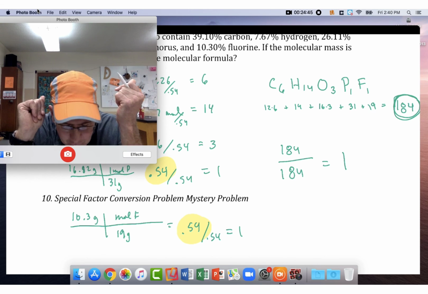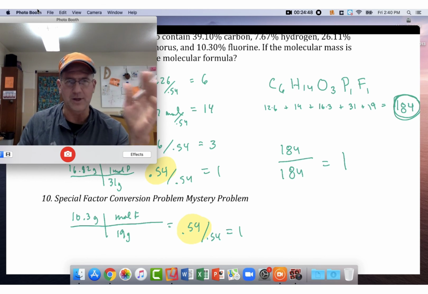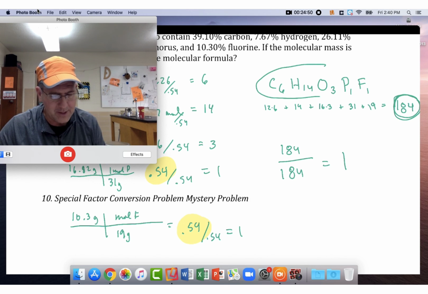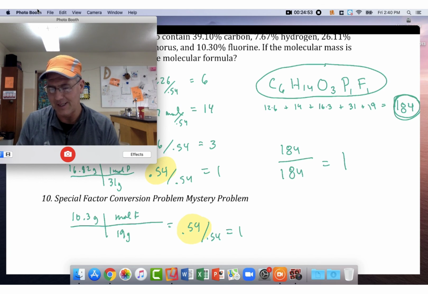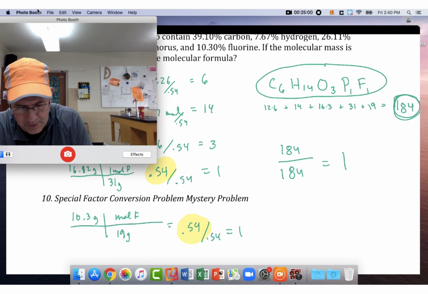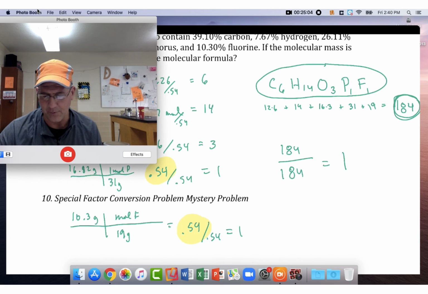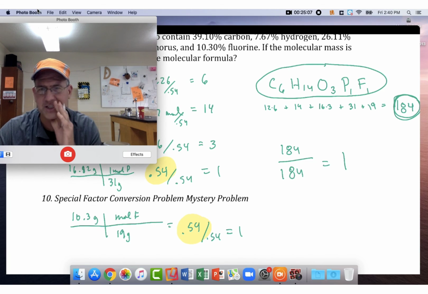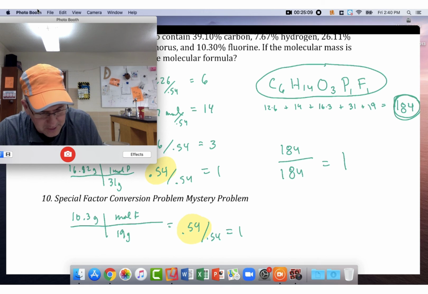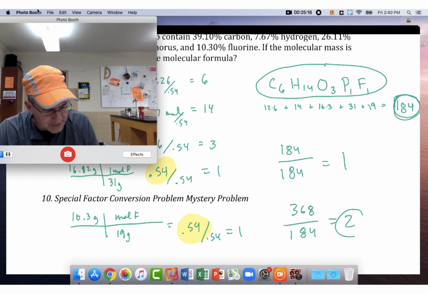So that's what the formula is going to be in that case, but let's just play fun here. Let's say that the formula up here was 368 instead of 184. I just doubled it. And so you'd take 368 divided by 184, and that equals 2. And what that means is you'd have to multiply 2 by each of those numbers.